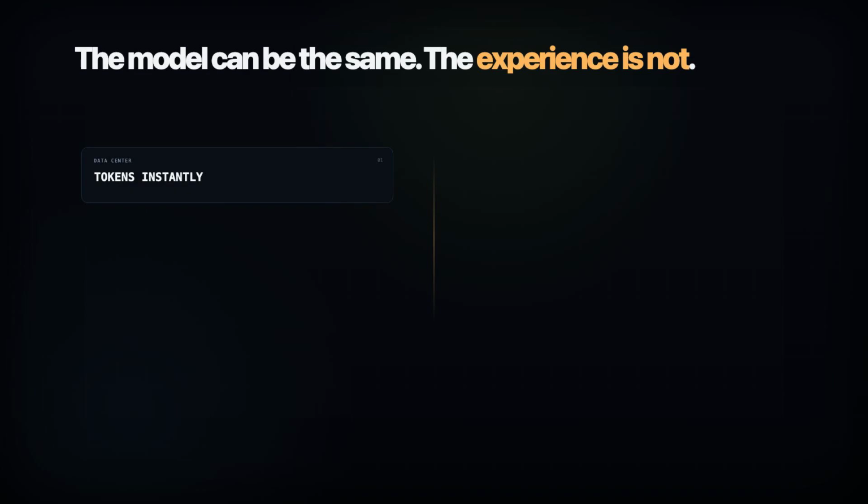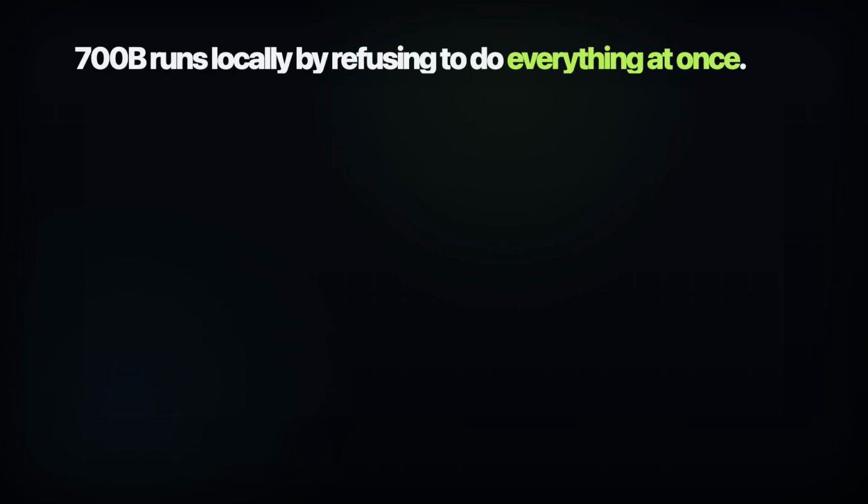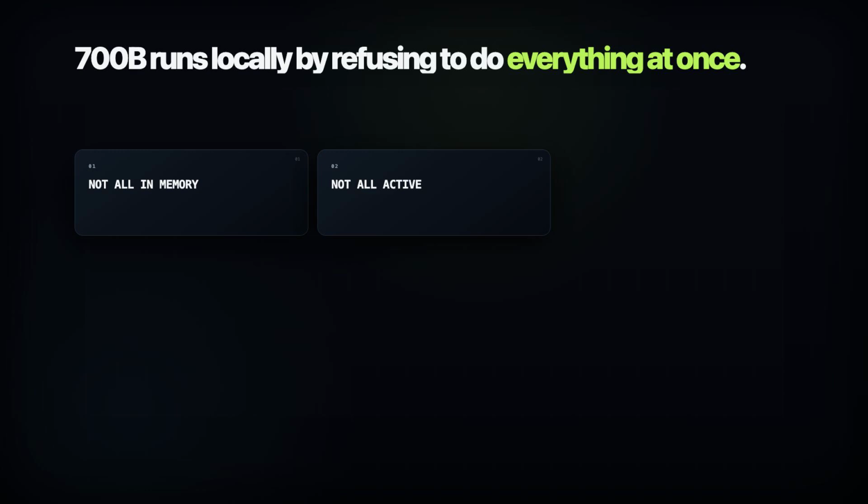At one end of the spectrum, you have a data center generating tokens almost instantly. At the other, you have a laptop slowly pulling experts from storage. The model may be the same. The experience is not. And that is the catch. You can run a nearly 700 billion parameter model on a laptop, but the laptop is not loading all 700 billion parameters into memory at once. It is not activating all of them for every token, and it is not delivering the speed you would expect from a normal AI assistant.